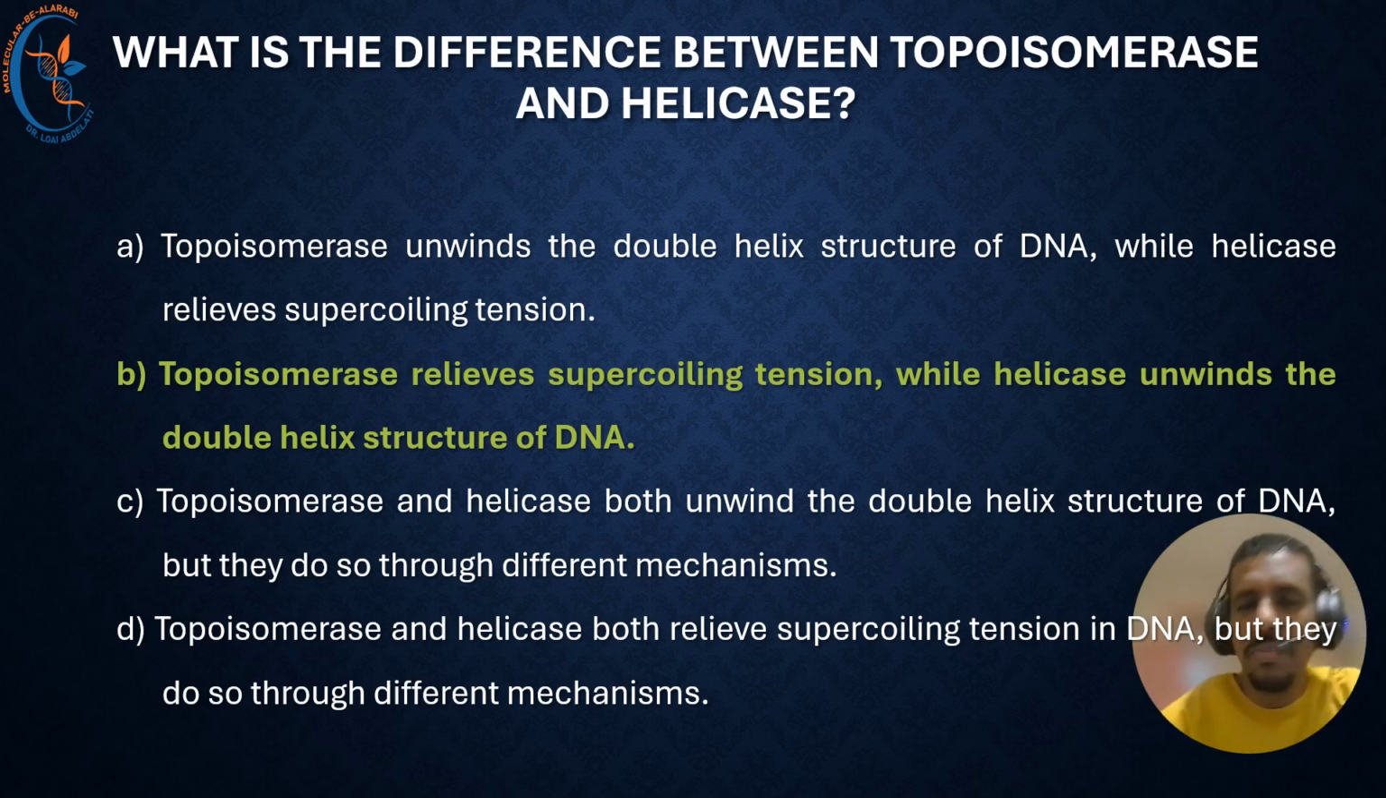Let's explain it in a simple way. As we know, topoisomerase works by what? By cutting and rejoining the DNA strands to relieve the tension caused by supercoiling, which occurs ahead of the replication fork, right? In contrast, helicase unwinds the double helix by breaking the hydrogen bonds between the base pairs, allowing the replication machinery to access the single-stranded DNA. Alright?